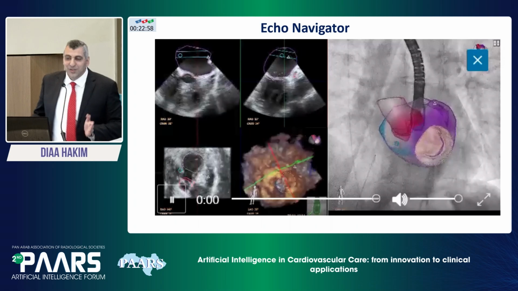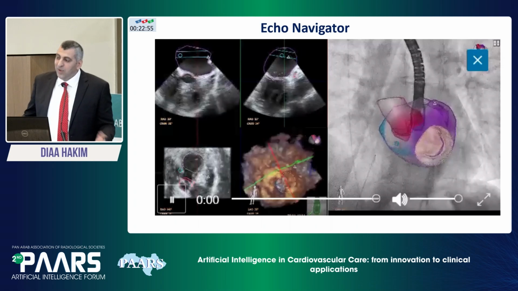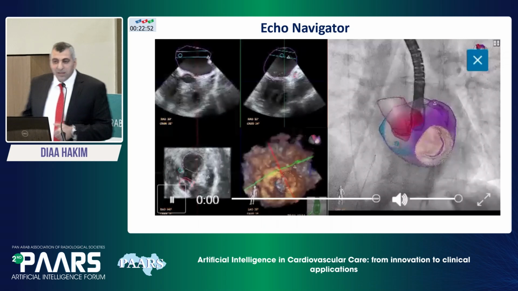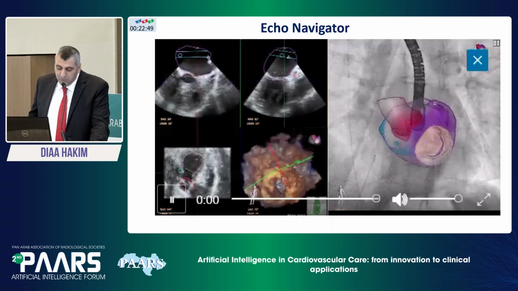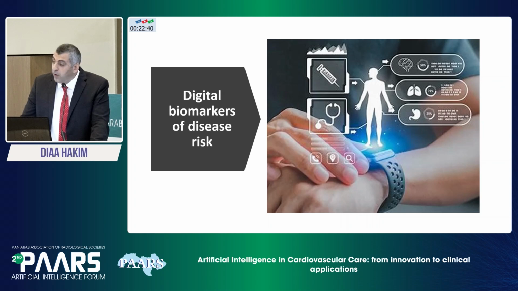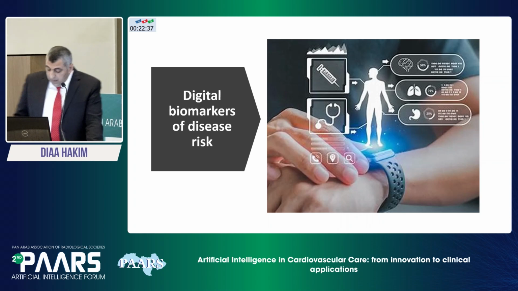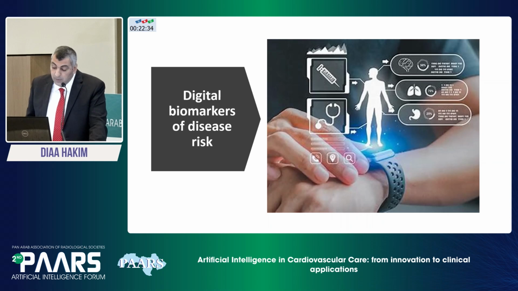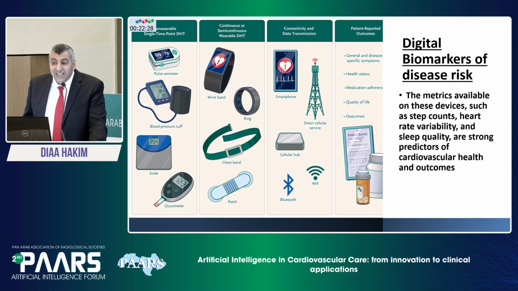So artificial intelligence is actually helping us a lot now in the cath lab or outside the cath lab or in the reading room of CT or echo for decision making. And additionally, one of the elements we are talking about now is the digital biomarkers of disease risk. Those elements, or models or softwares or devices, we can use them in our daily busy practice. The metrics available on these devices, such as step counts, heart rate variability, and sleep quality, are a strong predictor of cardiovascular health and outcome.